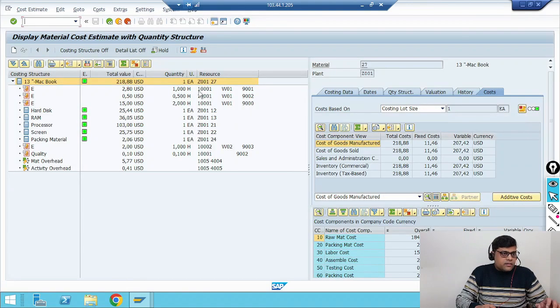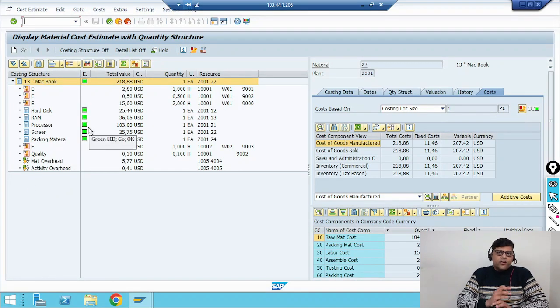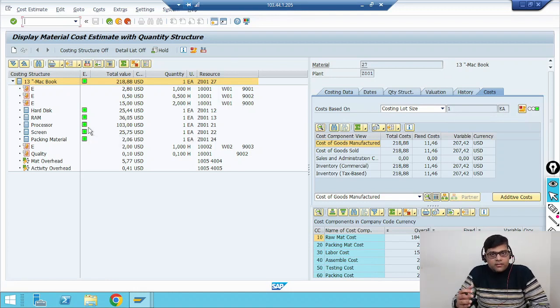These are the different material masters. You can see 12, 13, 21, 22, 24. This information is also there. This is now my plan data. Maybe the actual data will be different. Maybe 2 units of packing material I'm going to use. Maybe this price is going to change, right? That is why we have the variance, but the structure will be the same. So this is how we are going to calculate our plan price with material master, with material components.